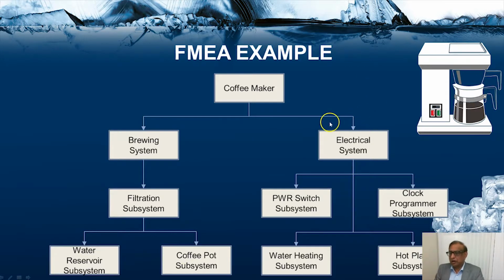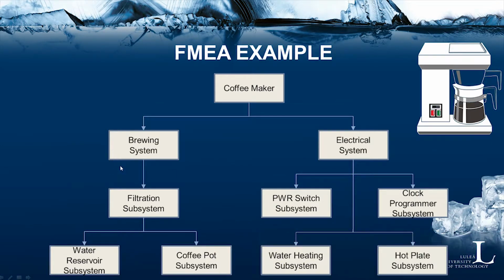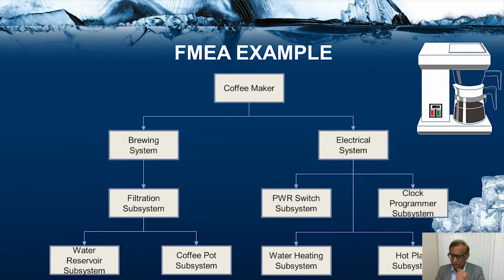The electrical system, that's the heart, has a switching system, power, clock programming, so that you can program your coffee start and stop time, a water heating system to heat the water, and a hot plate to keep the coffee warm. So this is a very rough example. You can divide it in a different way, just to illustrate how failure mode effect analysis is performed.